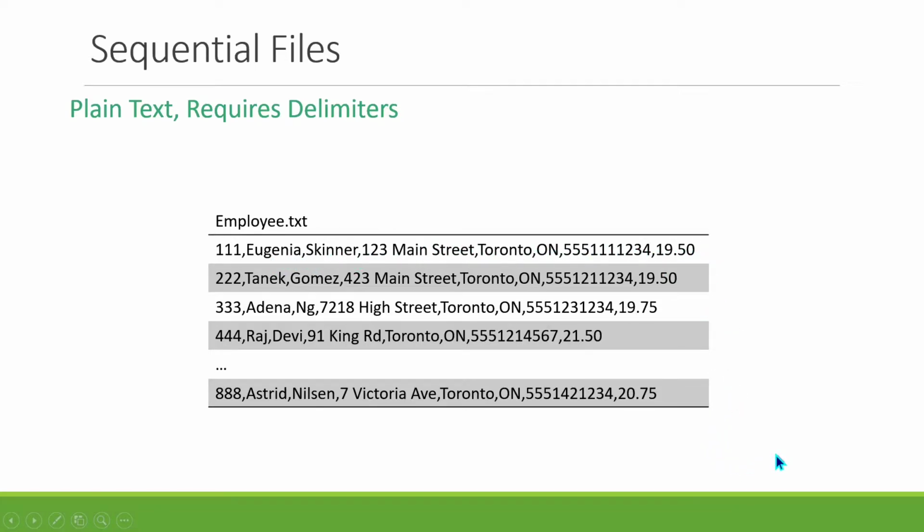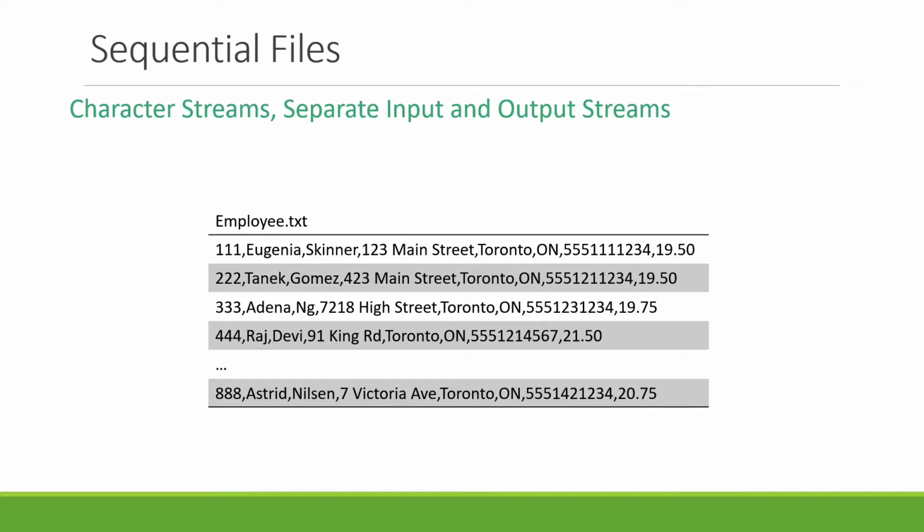These are necessary with sequential files because that's how the program knows when it's finished reading one field and can move on to the next field. And similarly, when it reaches the end of one record and can then start reading the next record. So those delimiters in a sequential file are mandatory. They're absolutely important.